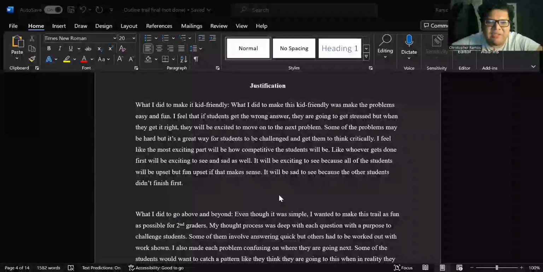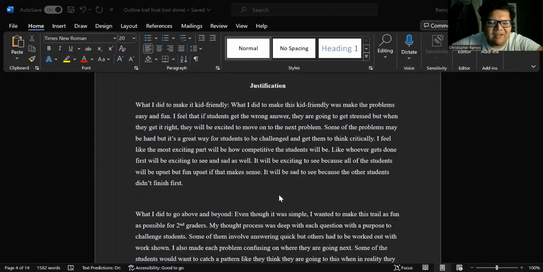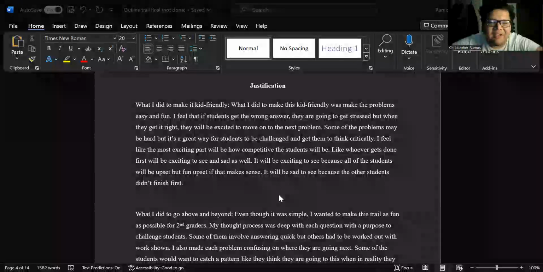And I feel that if the students get the wrong answers, they are going to get stressed, but when they get it right, they will be excited to move on to the next problem. I feel like that's in general overall, even for us college kids, if we get the wrong answer, we go, oh man, dang it, not upset, but in an exciting way. But if we get it right, we're like, yes, all right, let's go next. And so that's what I meant by here.